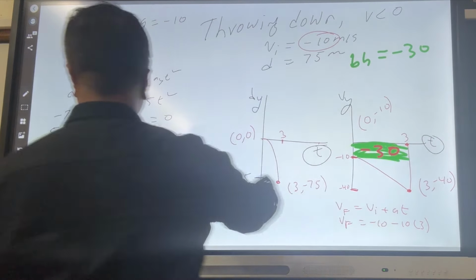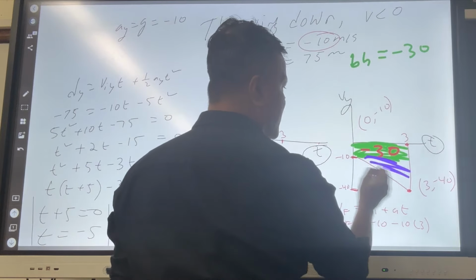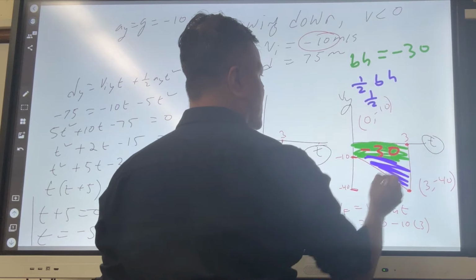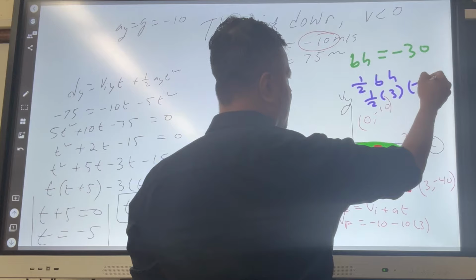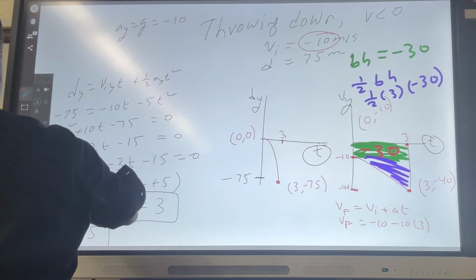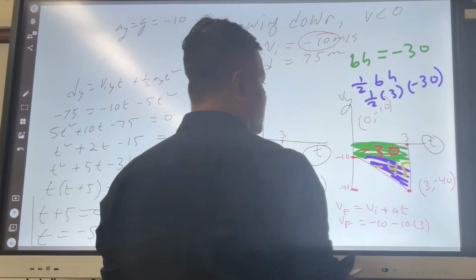Okay, now let's do the other one. This one, half bh. So what is half bh? So half, b is how much? 3. H is how much? 30, negative 30. So 15, 45. So this is negative 45. So this is negative 45. Okay, so this is negative 75.